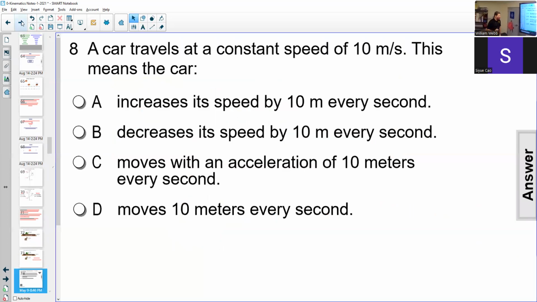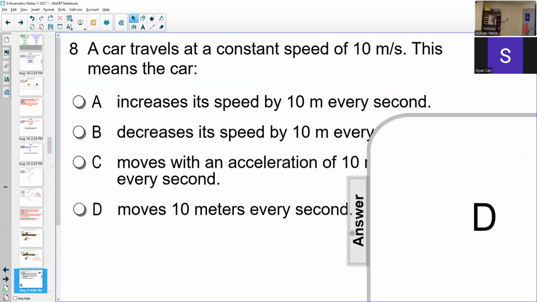All right, a couple of questions to finish up the lecture. A car travels at a constant speed of 10 meters per second. This means the car: increases its speed by 10 meters every second, decreases its speed by 10 meters every second, moves with an acceleration of 10 meters every second, or moves 10 meters every second. Don't say it out loud, just raise your hand when you know it. Joaquin, what do you think? Moves 10 meters every second. D. How many agree with D? Yes, the first three are all talking about a speed that's changing. That's acceleration, and we're going to get to that next week.